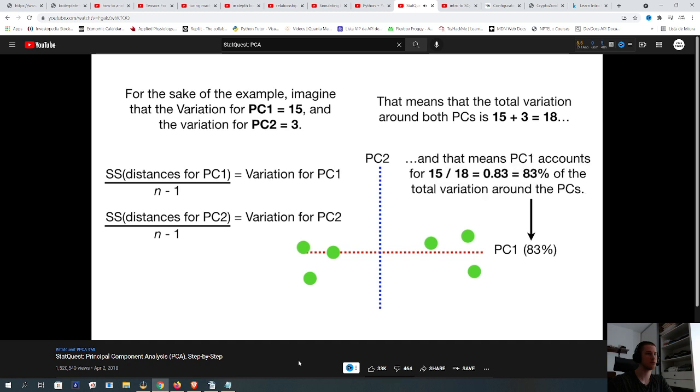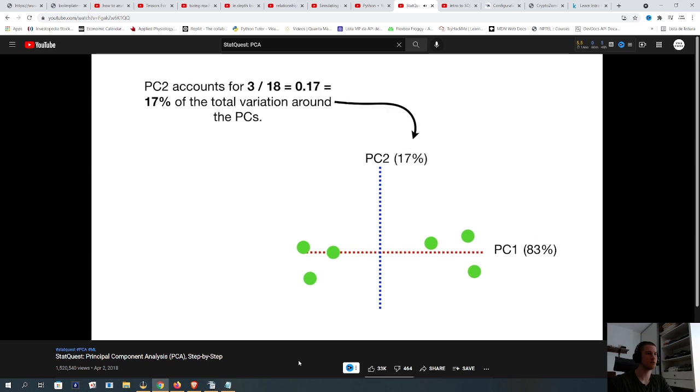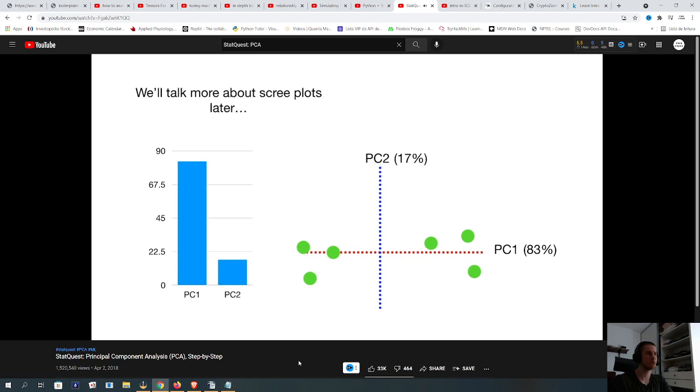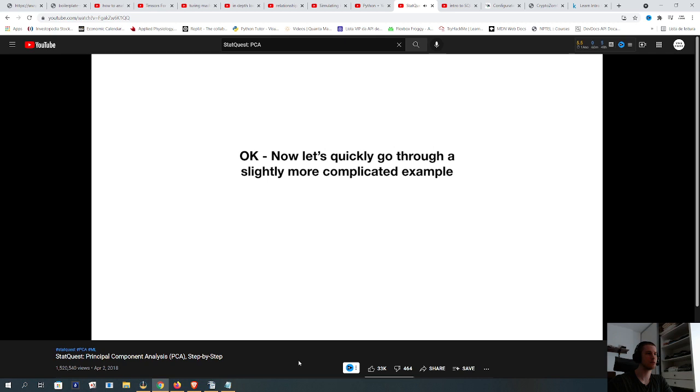And that means PC1 accounts for 15 divided by 18 equals 0.83, or 83% of the total variation around the PCs. PC2 accounts for 3 divided by 18 equals 17% of the total variation around the PCs. Oh no, another terminology alert. A scree plot is a graphical representation of the percentages of variation that each PC accounts for. We'll talk more about scree plots later. Bam! Okay, now let's quickly go through a slightly more complicated example.